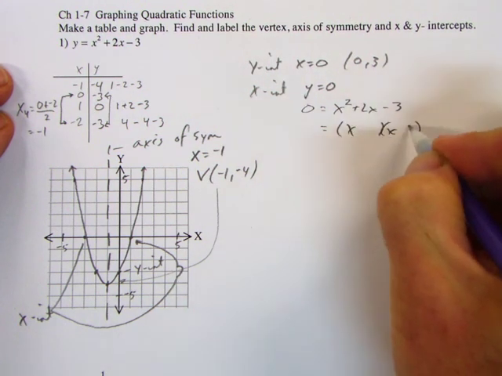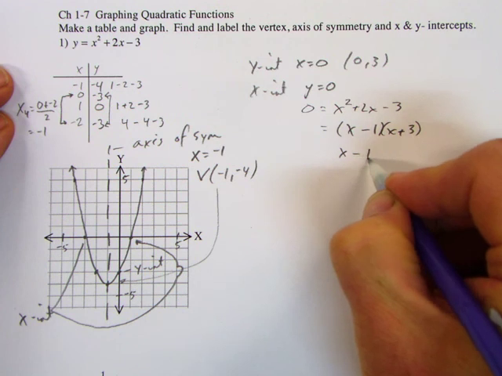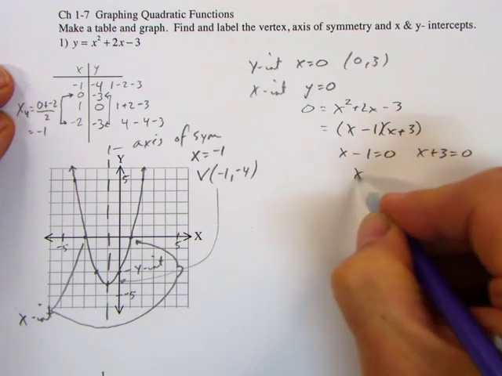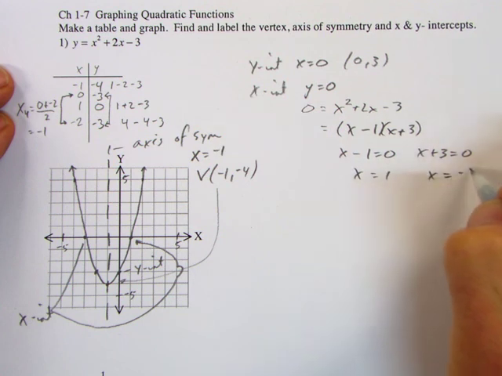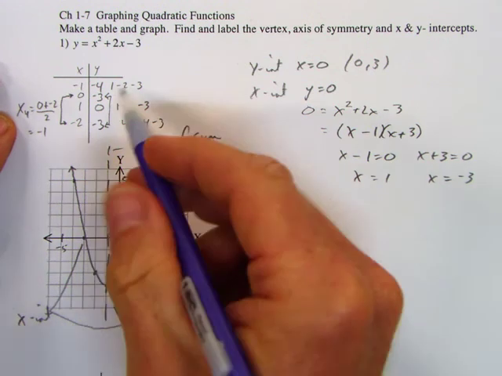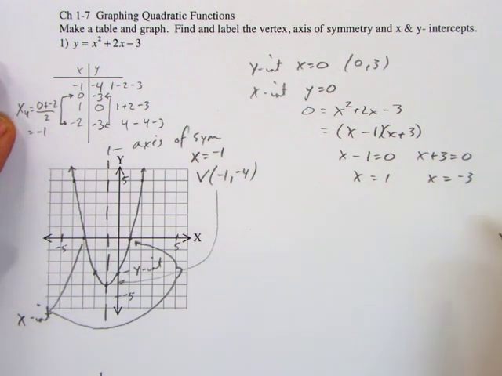We need two numbers that multiply to negative 3: 3 and 1, where 3 has to be positive and 1 is negative. So we have x minus 1 equals 0, x plus 3 equals 0. For now, I want to see this step, and we get x equals 1 and negative 3. And we saw that in our table. Well, actually, one of the values in the table, and then the other one was a symmetric point.